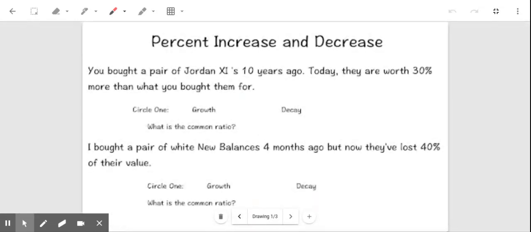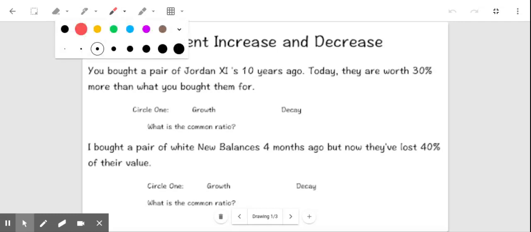Now, this is where we get a little tricky. We got to talk about percent increase and percent decrease. Now, before I even go into any of this, stop reading. Before I even go into any of this, let's think about what we do when we talk about percent, right? There's a standard. Everybody talks about 100%. Well, that's where we start. That is our beginning point.